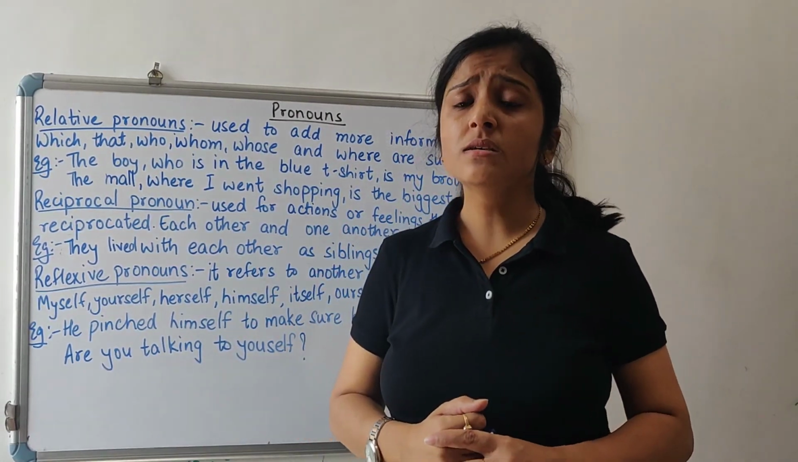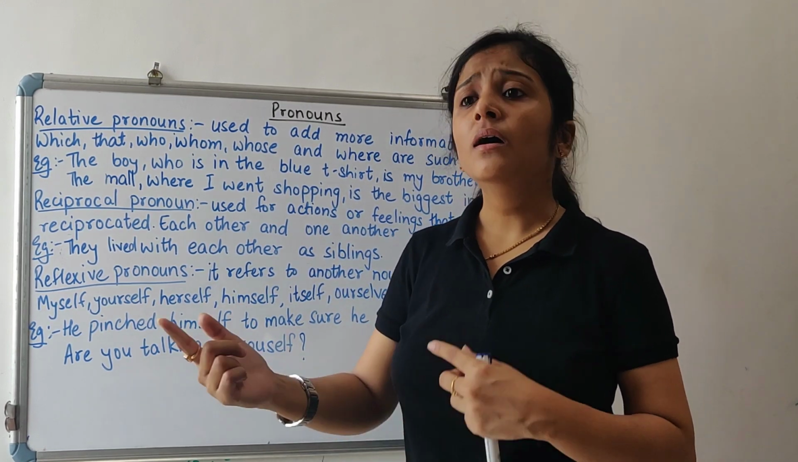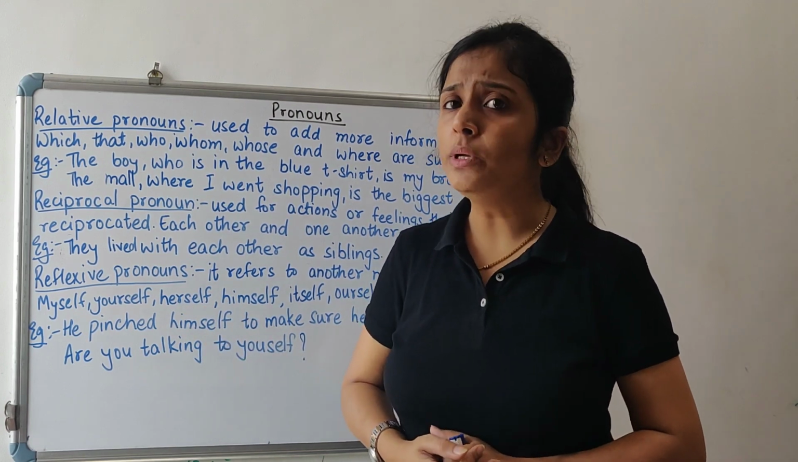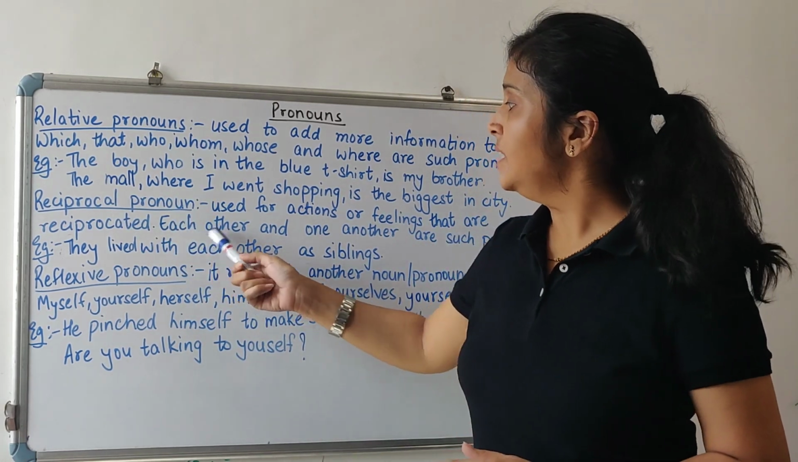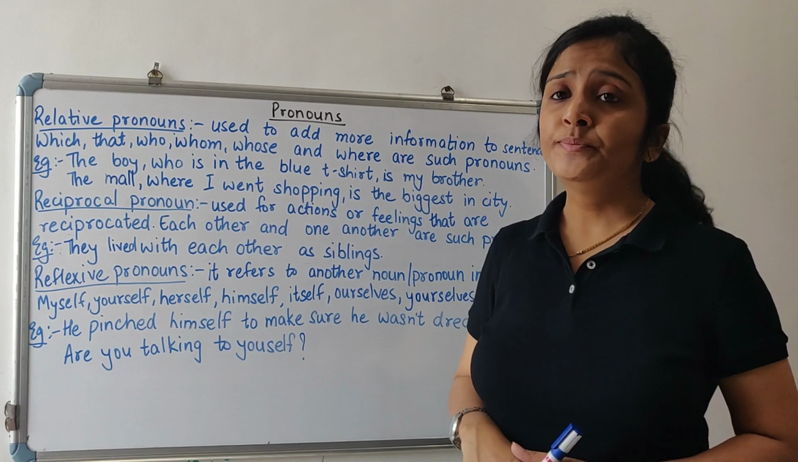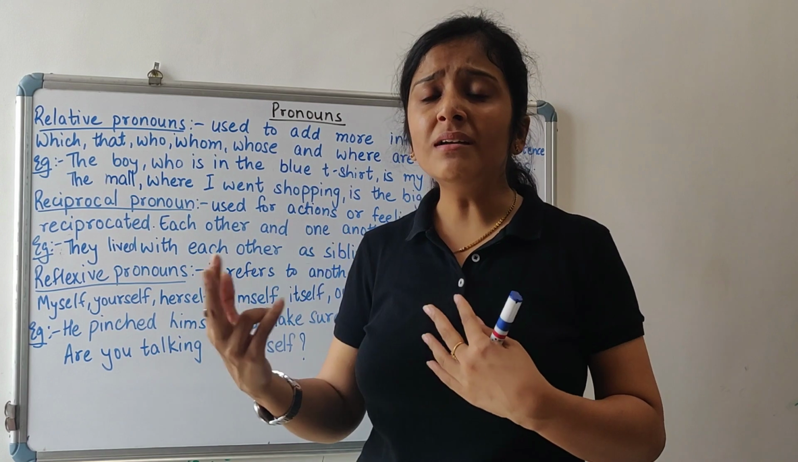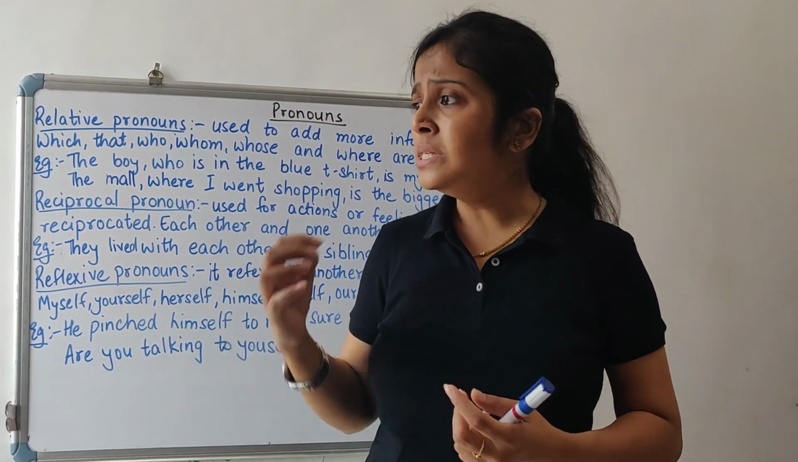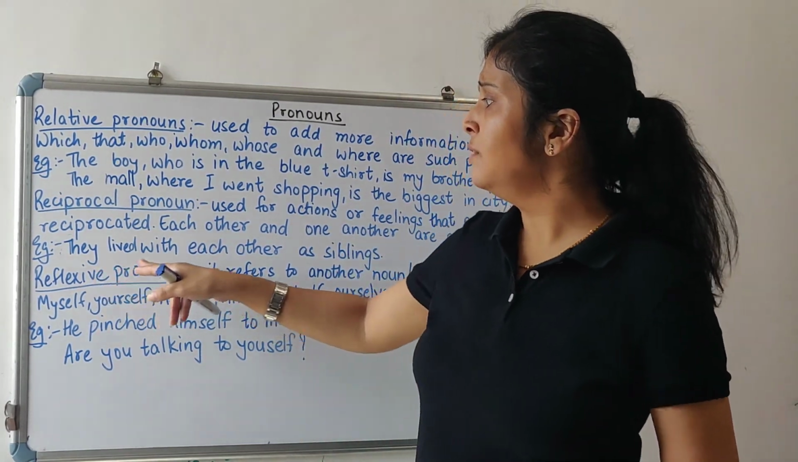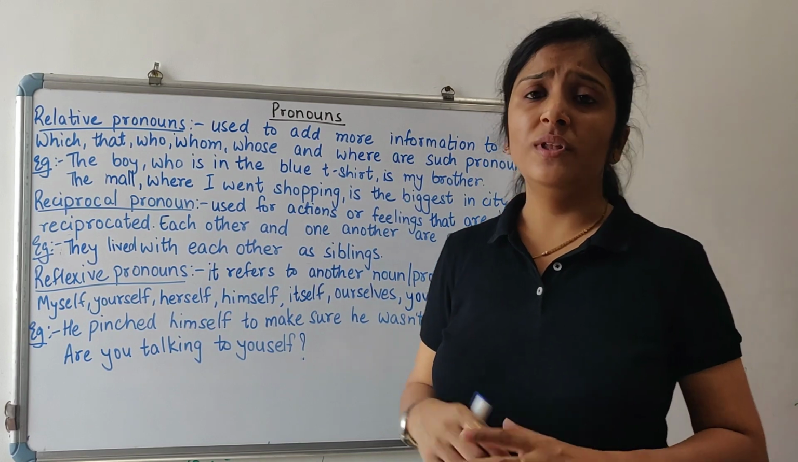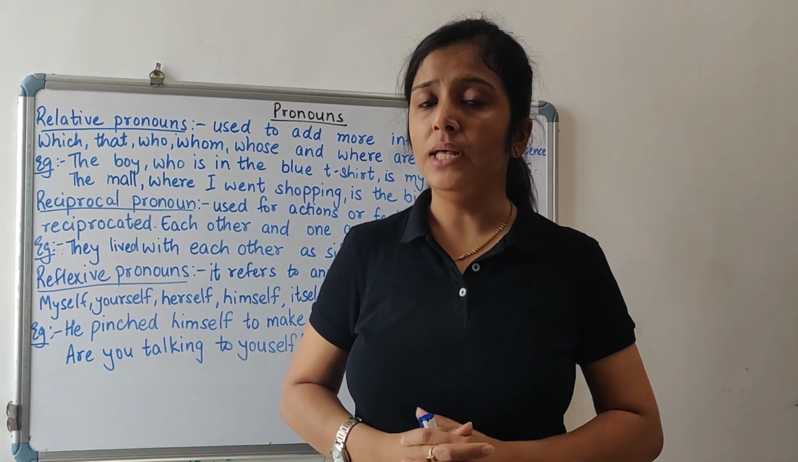Let's take the next one, that is reciprocal pronoun. So what is reciprocal pronoun? That means the pronoun that interconnects two things or two people, such as it is used for actions or feelings that are reciprocated. Each other and one another are such pronouns. So whenever we say that we help each other, it means we reciprocate the help to each other, right? Means he helps me, I help him, right? It goes both ways. Now for example, they lived with each other as siblings. So there are two people, probably not siblings, but they live together as if they are siblings, right?